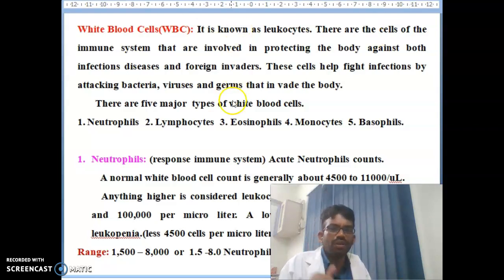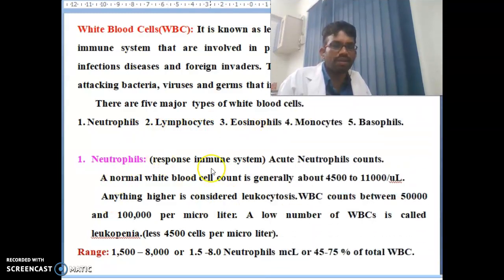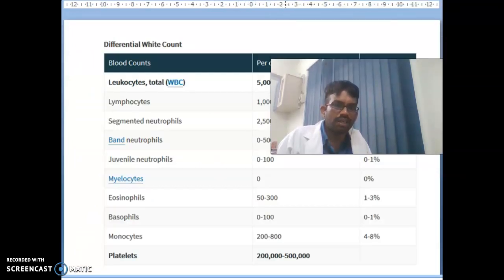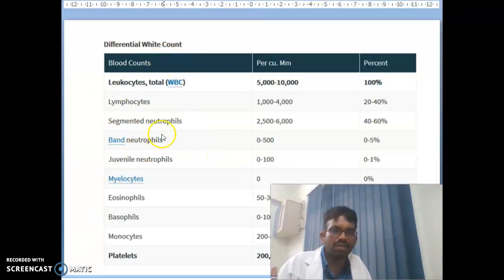If you look into WBCs in depth, again there are 5 parts: neutrophils, lymphocytes, eosinophils, monocytes and basophils. What are neutrophils? Neutrophils are the response of the immune system, measured as the absolute neutrophil count. Normal white blood cells are generally about 4000. I have mentioned the range here, and you can see it in the table.